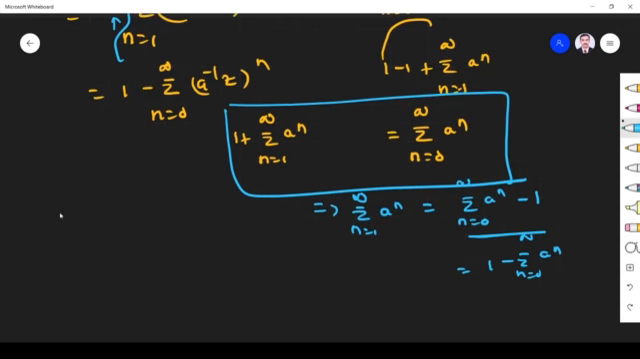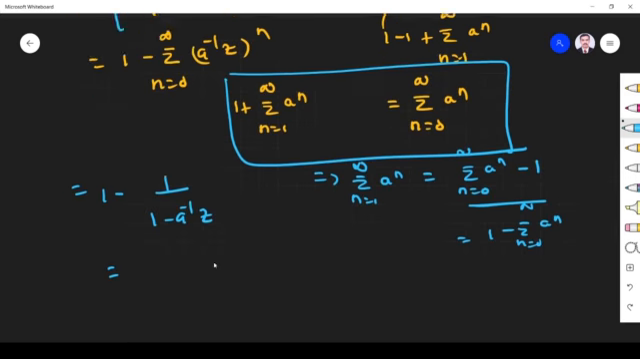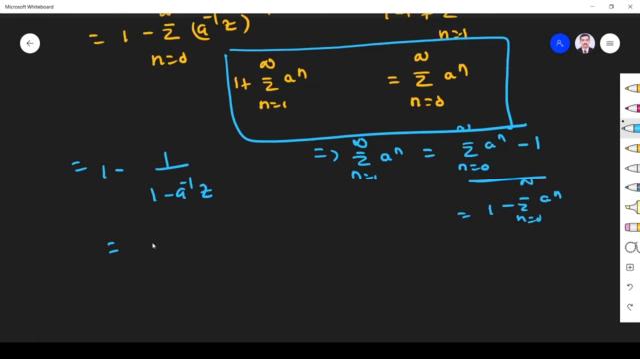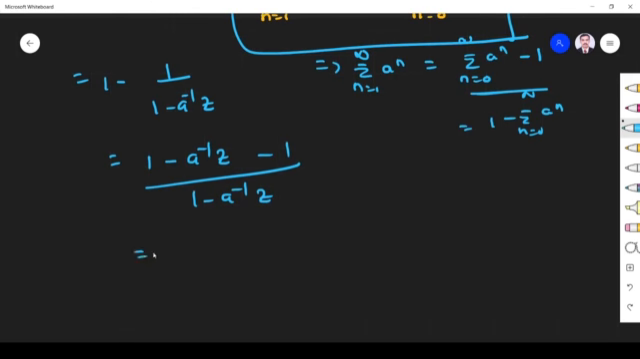Okay. So now the problem becomes simple. So now what I do, 1 minus, yeah, so this is the formula. Right, so that I can write as 1 by 1 minus a inverse z. Fine. So simplify it. So it is equal to 1 minus a inverse z. This I bring to this side, -1 divided by 1 minus a inverse z. Fine. So that is equal to minus a inverse z divided by 1 minus a inverse z.